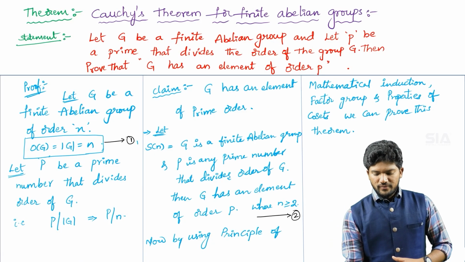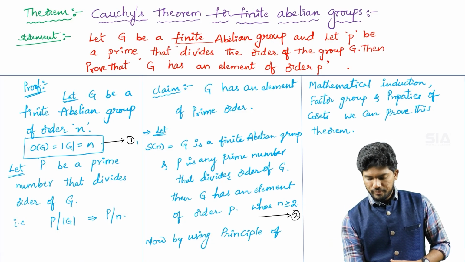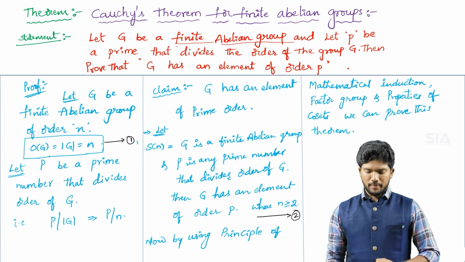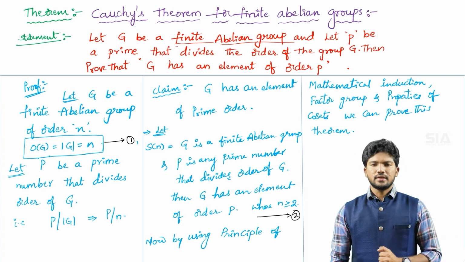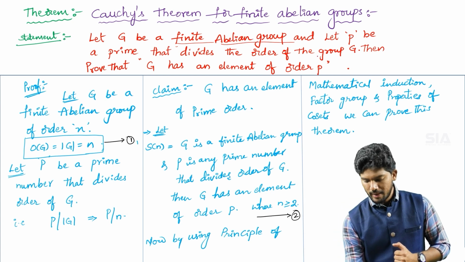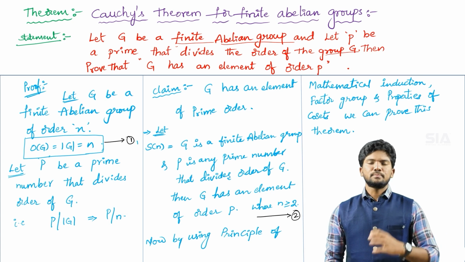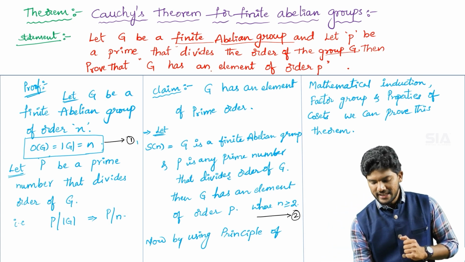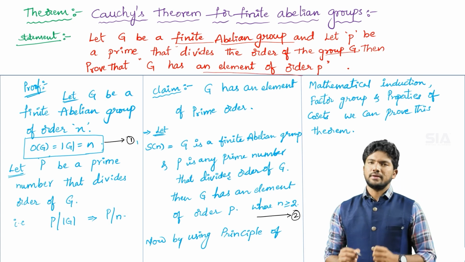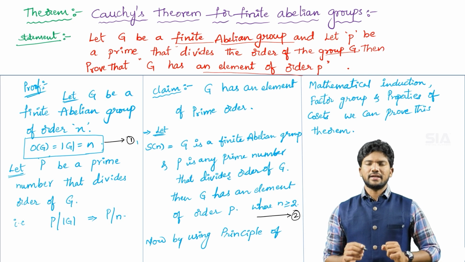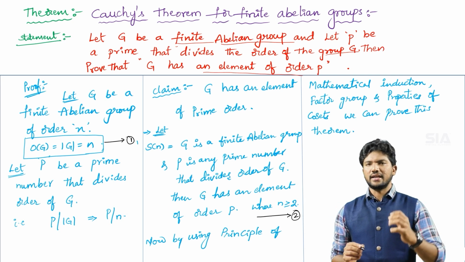Let G be a finite abelian group, and let P be a prime number that divides the order of the group G. Then prove that G has an element of order P. So this is the statement of Cauchy's theorem for a finite abelian group.